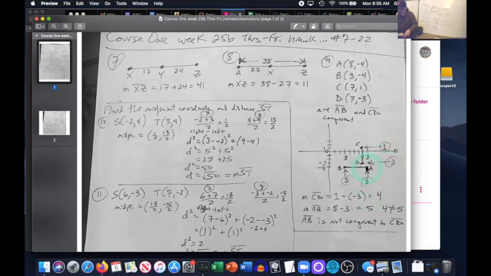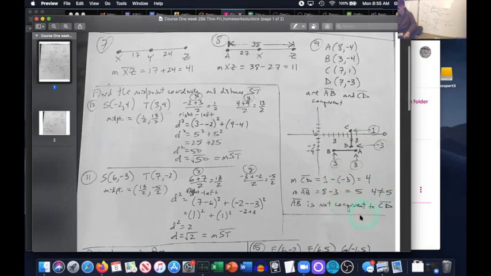And then for A and B, the x on the right was 8, the x on the left was 3, so 8 minus 3, and those two line segments were not congruent because 4 does not equal 5.